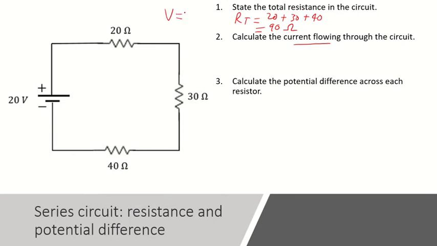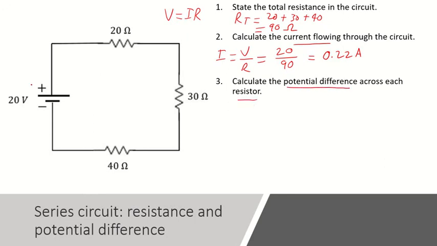So Ohm's law, well, the way I like to remember it is V equals IR. And then to calculate the current flowing through the circuit, the current is voltage divided by resistance. So we've got a voltage of 20 volts divided by a resistance of 90 ohms. So 20 divided by 90 is about 0.22. And current is measured in amps. So it's 0.22 amps.